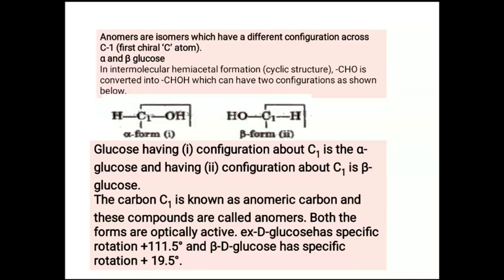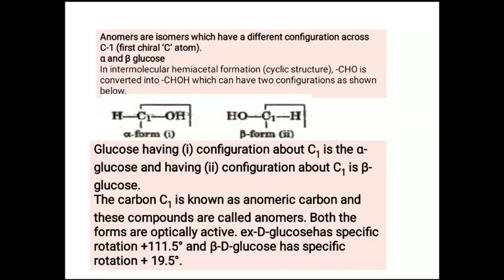So what are anomers? Anomers are isomers which have a different configuration across carbon atom number 1, means the first chiral carbon atom. These are the isomers which have different configuration across the first carbon atom of the molecule, means across the first chiral center of the molecule. There are two anomers possible, alpha and beta glucose forms.